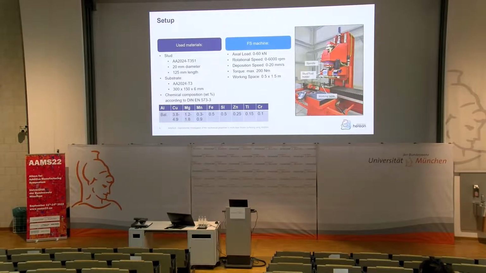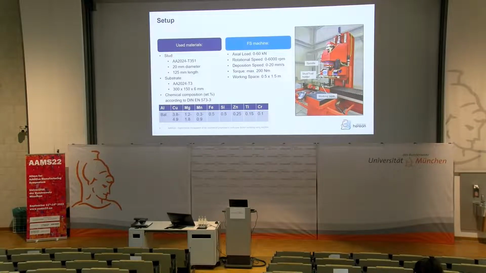Okay, now we come to the setup in our labs. On the right hand side you can see the machine we're using. It's a pretty big machine, I would say, and it's custom designed for our processes, especially for the friction surfacing process. We can also use it for other processes, but it's mainly used for the friction surfacing process. And the main components are the working table, where we can fix our substrates or our parts, and the spindle up here to fix our studs. We can fix studs up to a length of 500 millimeters with a diameter of 30 millimeters.